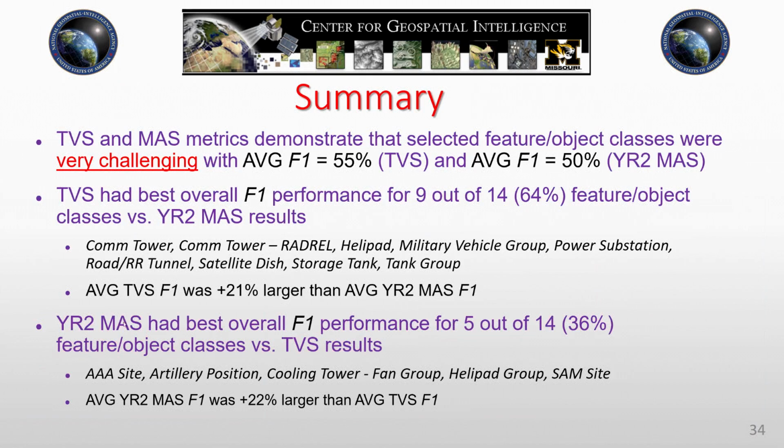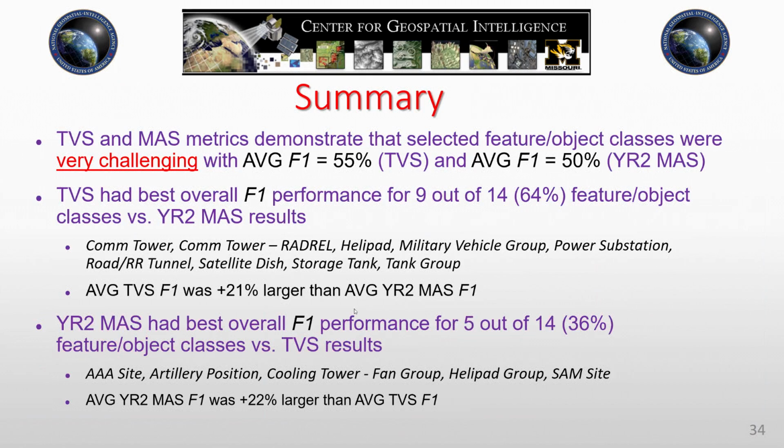In the areas where the traditional visual searches were better, on average they were better by 21%, but in areas where the machine-assisted searches were better, they were on average better by about 22%. So there's still a lot of variability in the performance of these algorithms based upon the type of feature and object classes we're going after.